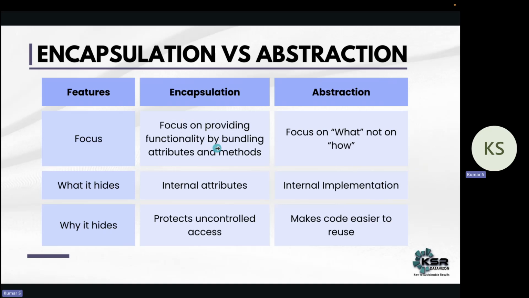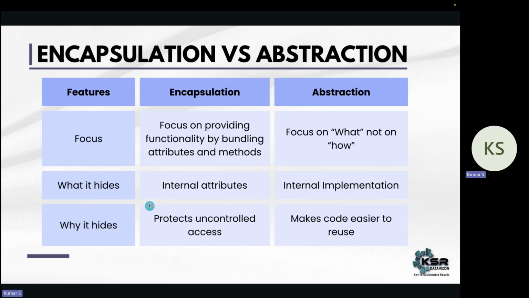Encapsulation focuses on providing functionality by bundling attributes and methods. But abstraction focuses on what is being provided, what functionality is being provided. It does not show how it is being done. So that is the focus of abstraction. Okay. So we know that encapsulation and abstraction hide something. Let's see what they hide. Encapsulation hides internal attributes. So it might not give you access to a few of the attributes so that it can control them, like the example we have seen, age. But abstraction hides implementation, the internal implementation. It does not show how a method is implemented.